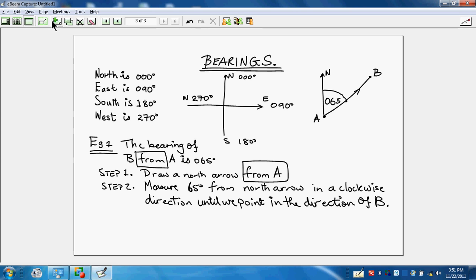But for bearings, remember to put in our 0. So it will be 065 degrees. In bearings, if you do not put in your 0 in the case of a 2-digit angle, then you would lose marks. So you need to always remember in bearings, you place your zeros in. So 065 degrees would be the appropriate bearing.